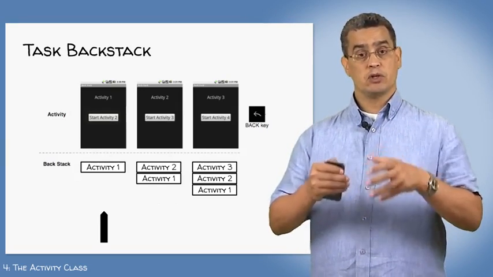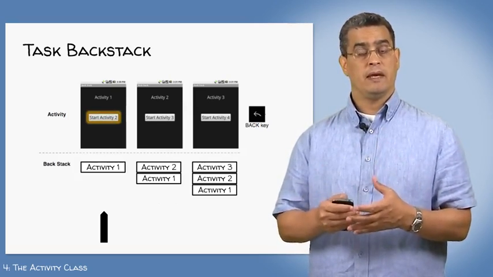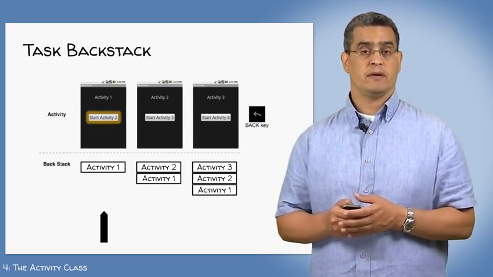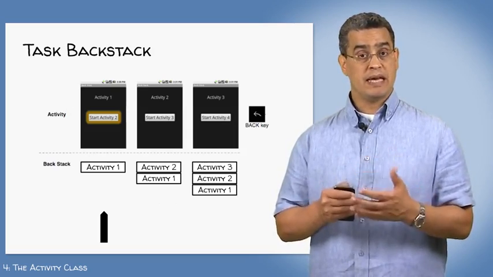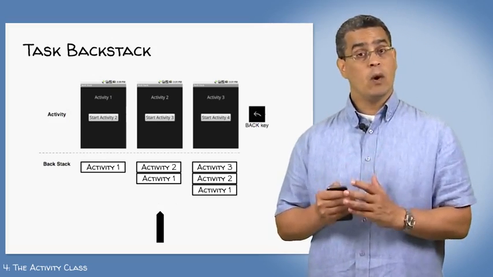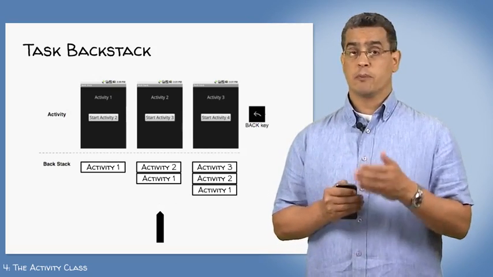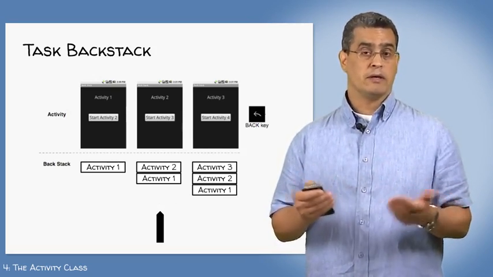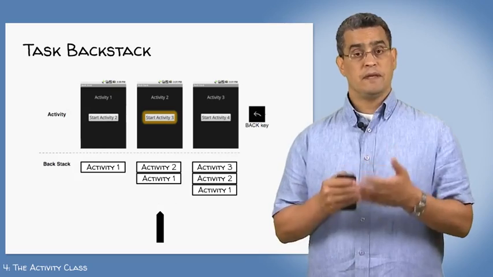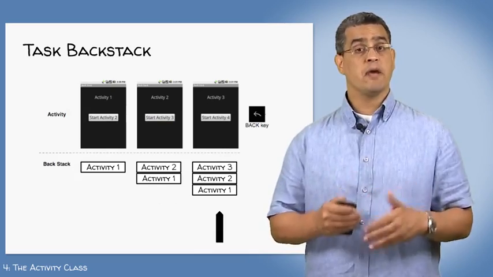So let's say now that the user presses the Start Activity 2 button. At this point, activity 1 is suspended, and its state will be captured so that it can be restored later if the user returns back to it. Next, activity 2 begins, and activity 2 is pushed onto the task backstack. Similar to activity 1, activity 2 has a single button labeled Start Activity 3. If the user presses this button, activity 3 will start. So let's say that the user now presses the Start Activity 3 button. At this point, activity 2 will be suspended, activity 3 will begin, and activity 3 will be pushed onto the task backstack.